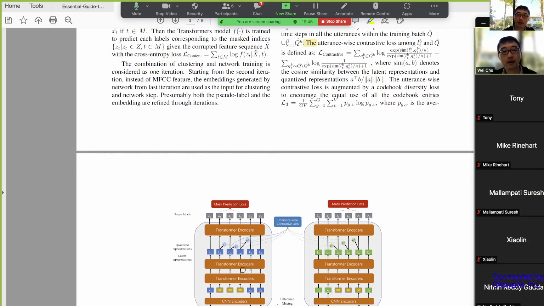I think they should improve their writing. This shouldn't be called an encoder. I think they should be called blocks, or conformer blocks, or some such. And then you get latent representations, L. Then L goes through a quantization procedure, and they get Q. And for a certain time point, you get Qt and Lt.